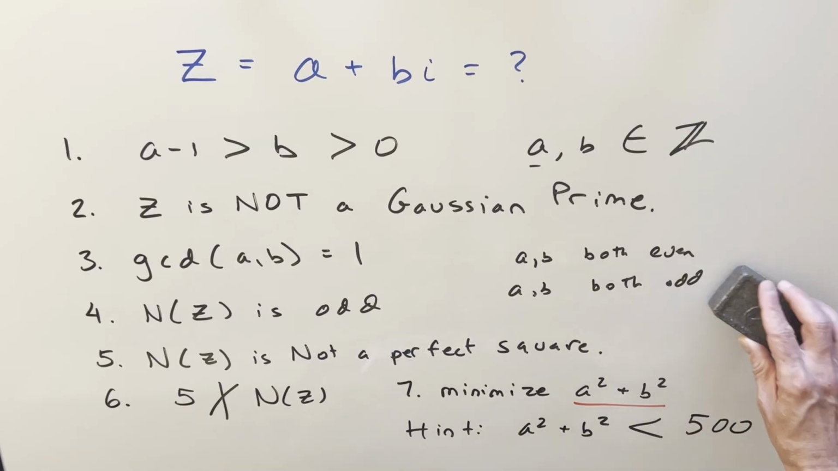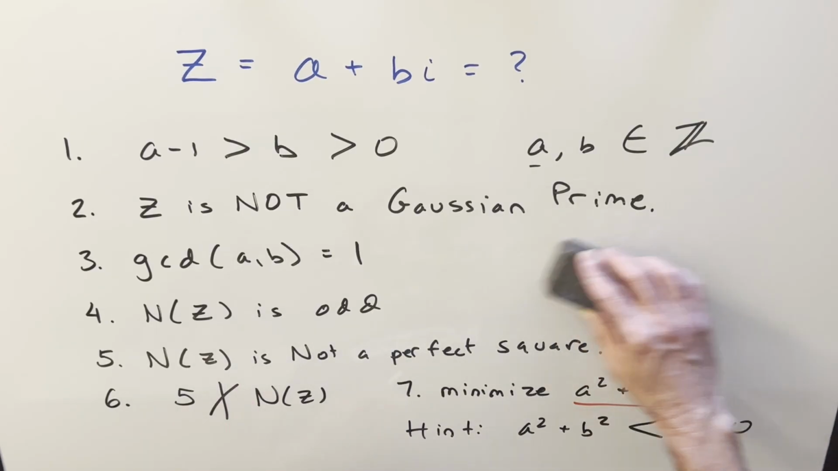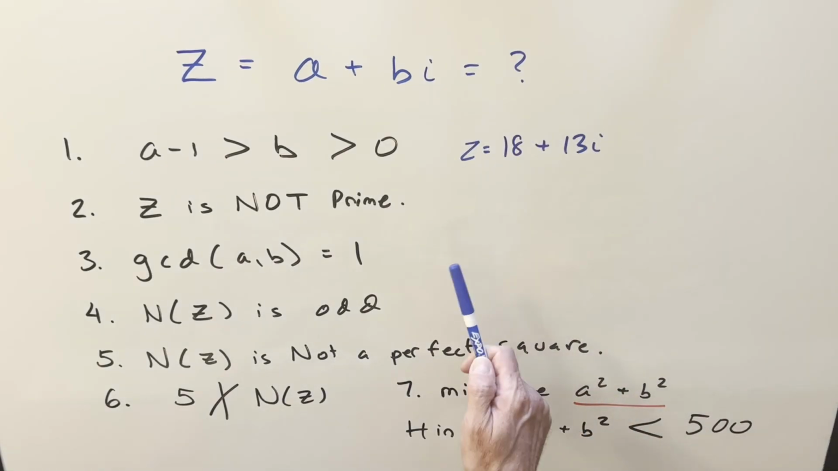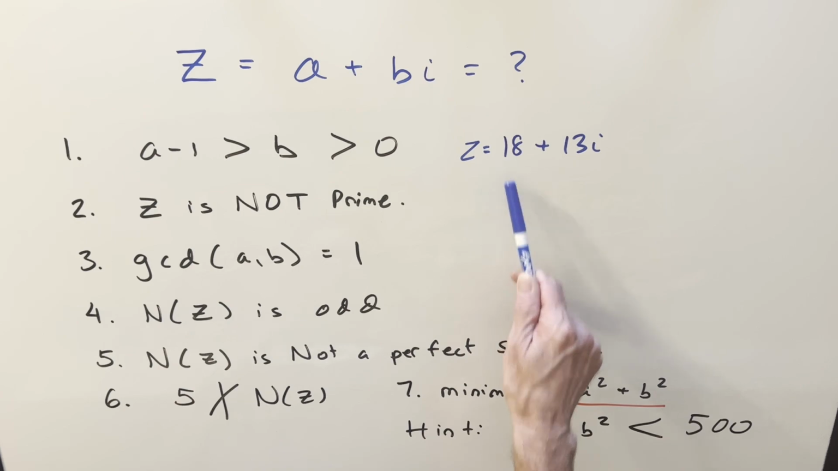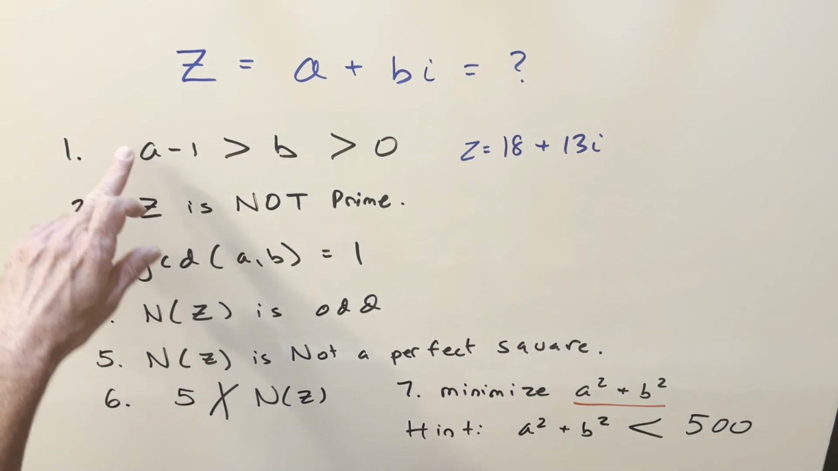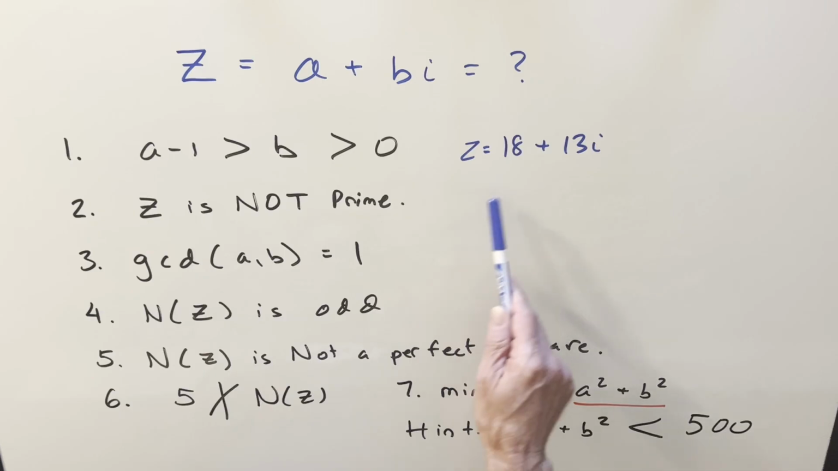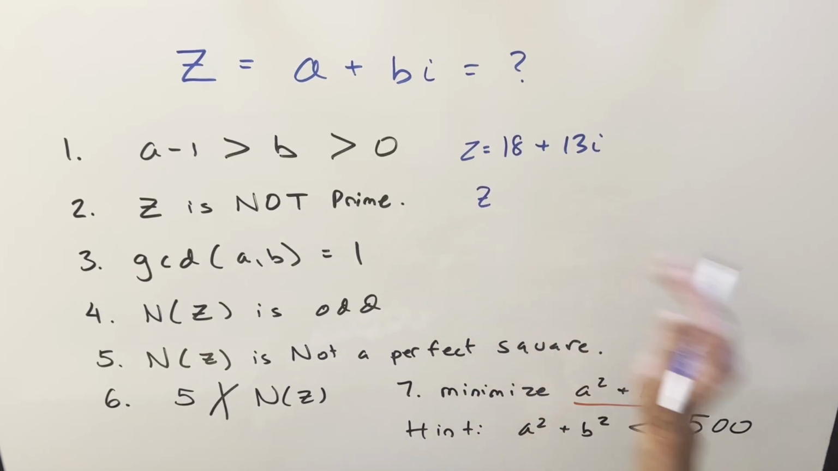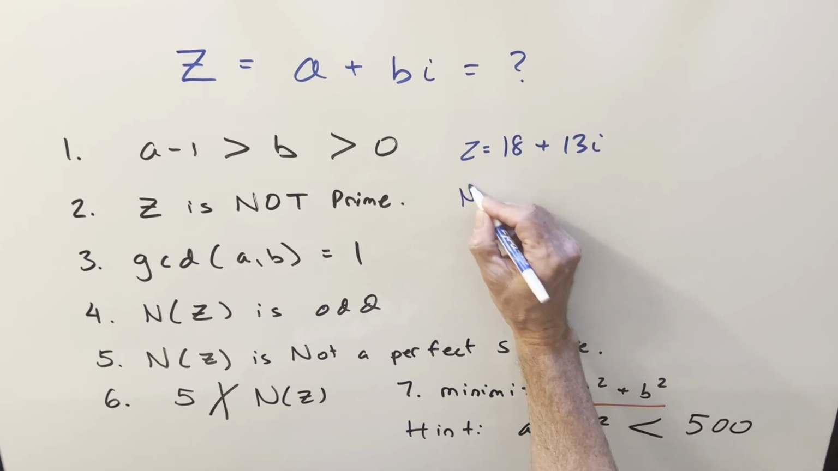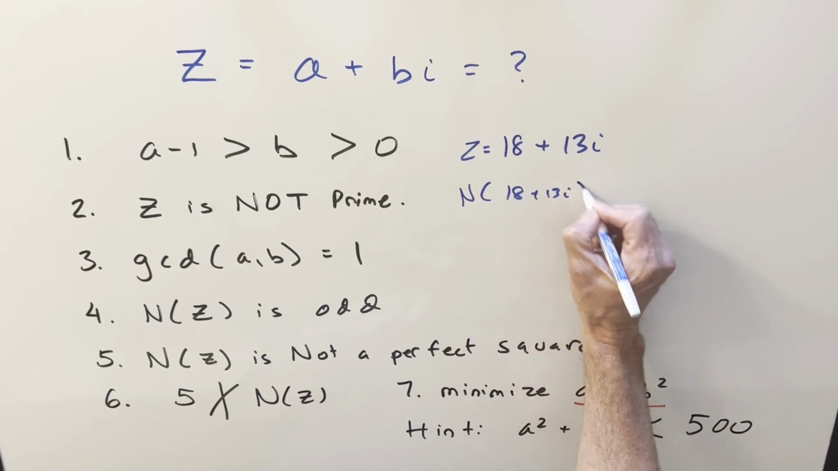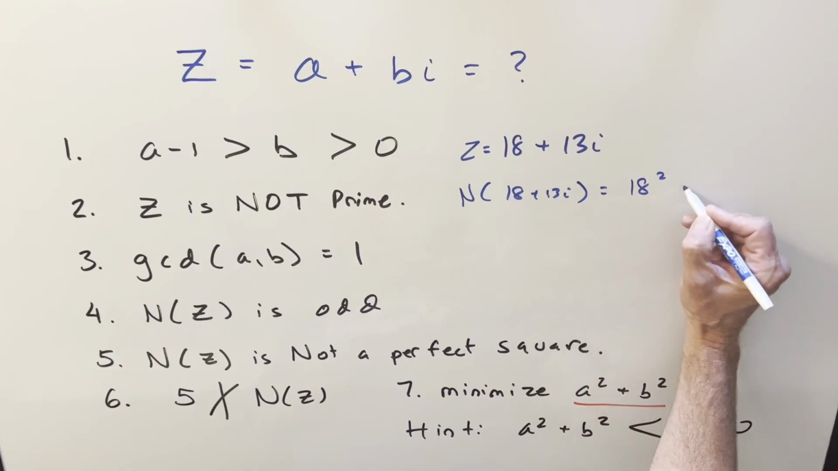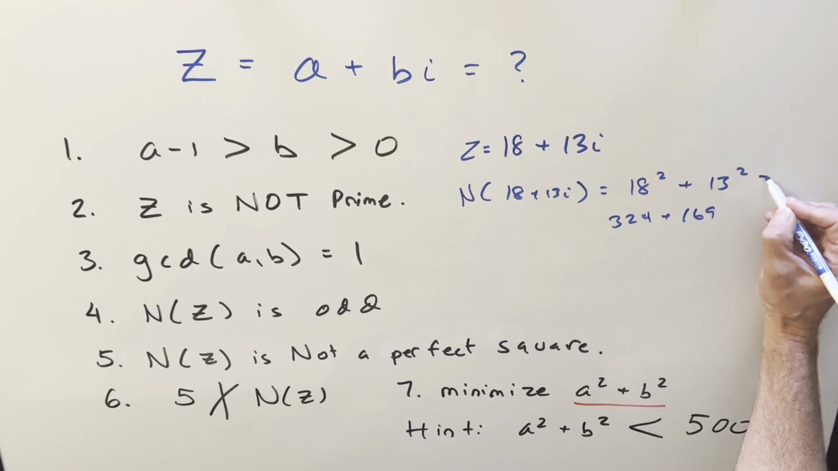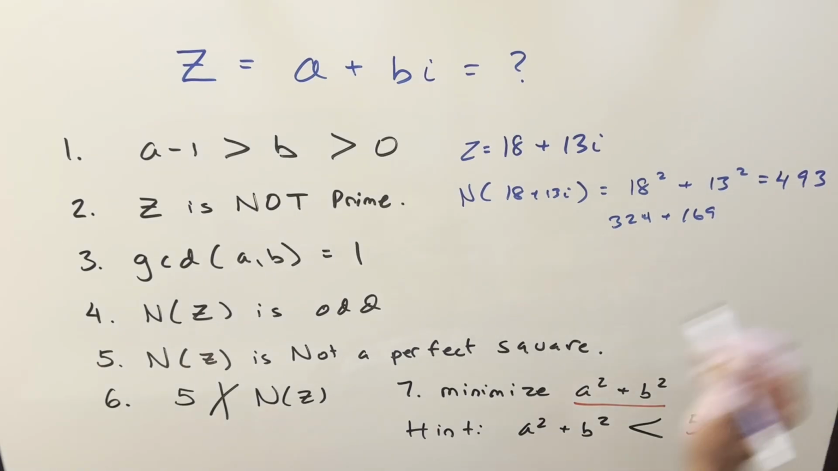I will give one example that's not the solution, but that meets all the criteria. So let's take a look at that. Let's look at the complex number 18 plus 13i. So for this one, okay, criteria 1, we're good. It's not consecutive positive integers. This is not prime because let's calculate the norm. We just need to square everything. So 18 squared is 324, 13 squared is 169. Putting this together, this is going to be 493.